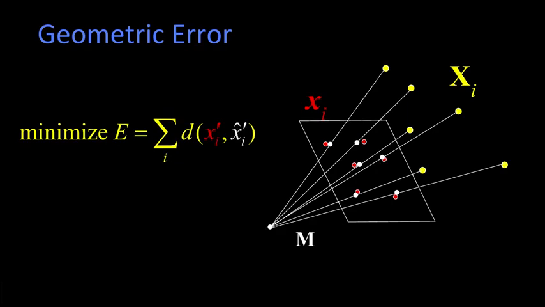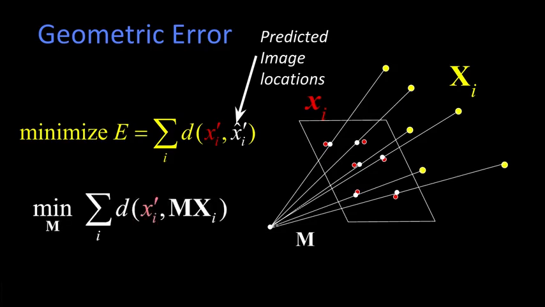And that's what this equation here says. What it says is we have an error function that is a sum of the distances between the observed points, those are the red xi's, and the predicted image locations, the white xi's here, of where the particular M predicts that the points in the world would land in the image. And what I want to do is find the M that minimizes that value.